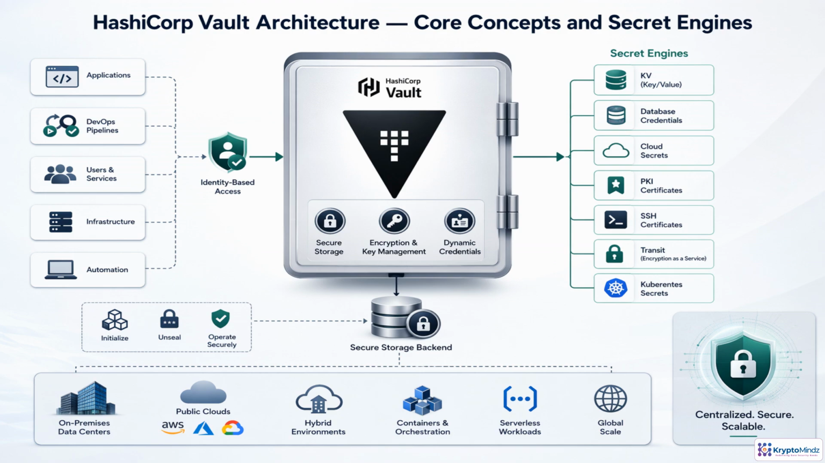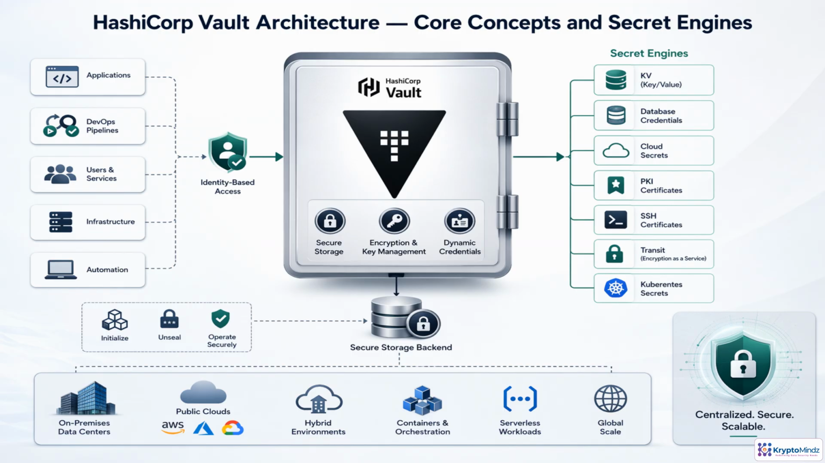HashiCorp Vault serves as a controlled gateway between anything that needs a secret and the systems that can provide it. Clients authenticate through an identity-based method, and Vault evaluates policy before allowing access. The real capability comes from secret engines. KV stores static secrets. Database and cloud engines generate short-lived credentials.